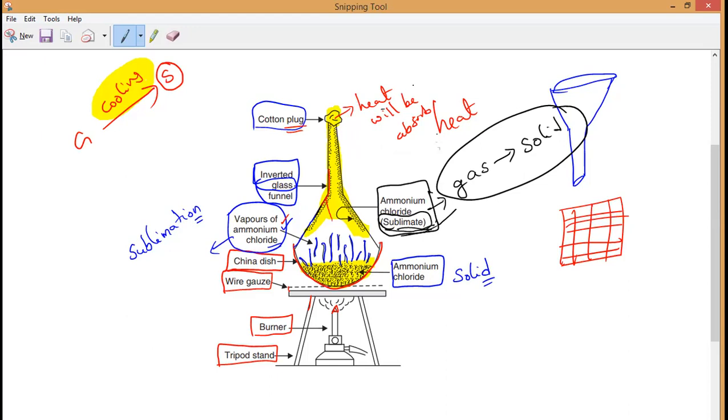So this process is called what? Mr. Danishka, what is this process known as? Sublimation. Understand? So we know it as sublimation. Here the gas vapors are forming a solid, that is why it is called a sublimate. Okay, make it clear, everybody. And you have to draw this picture in your classwork. This is the experiment by which we can prove sublimation.